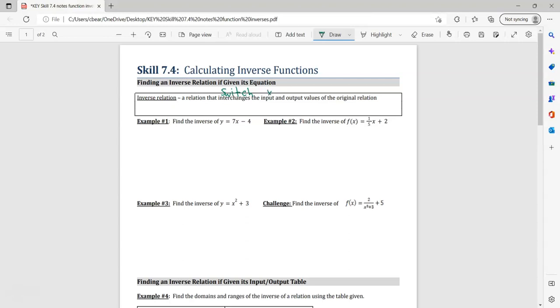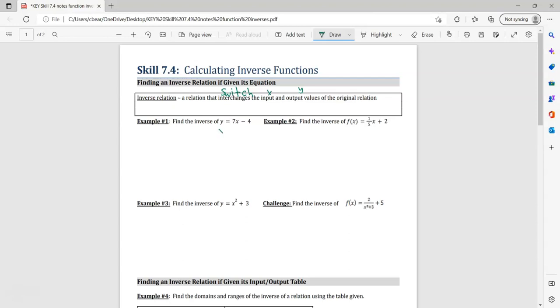Input is your x, and output is your y. So basically, when you do an inverse relationship, you're switching around your x and y. So if I look at these first few examples, we're going to take an equation and we're going to find its inverse by switching x and y around.